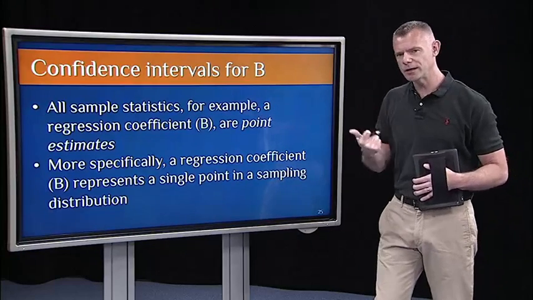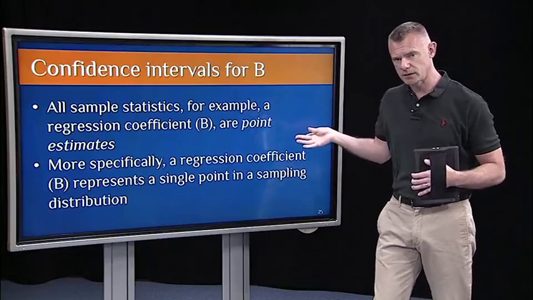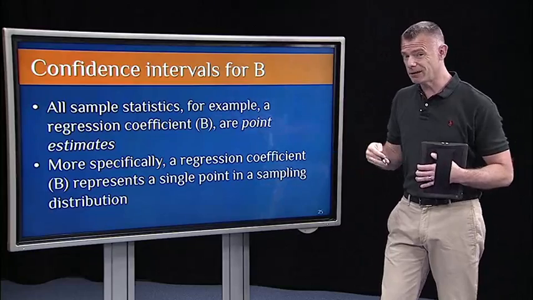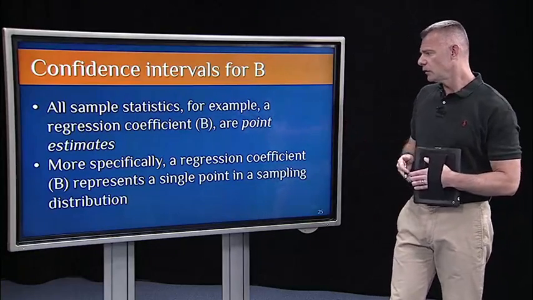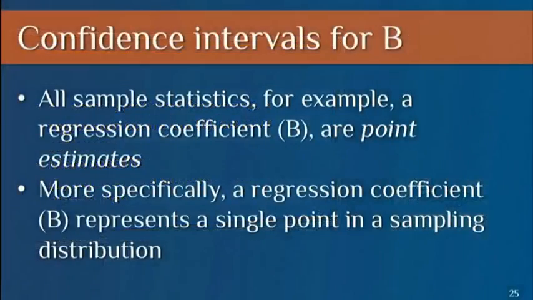But remember, a correlation coefficient or regression coefficient, they too are sample statistics. So they too are just point estimates. And it would be better if we were reporting interval estimates. So again, this all is the same as what I said for a sample mean.